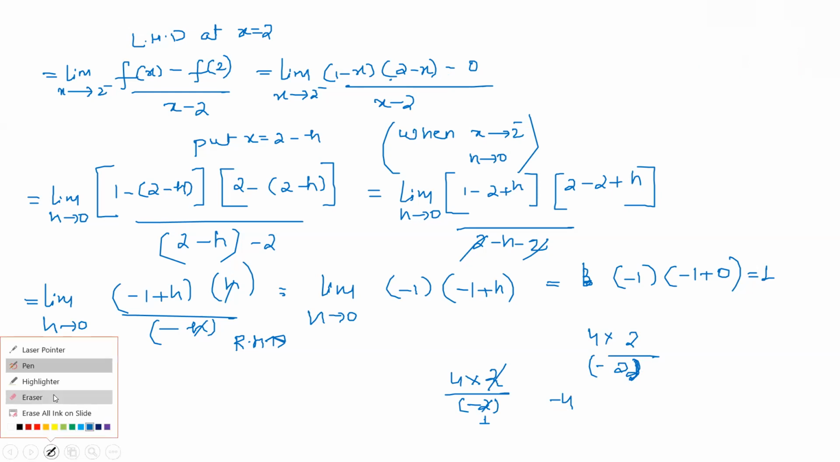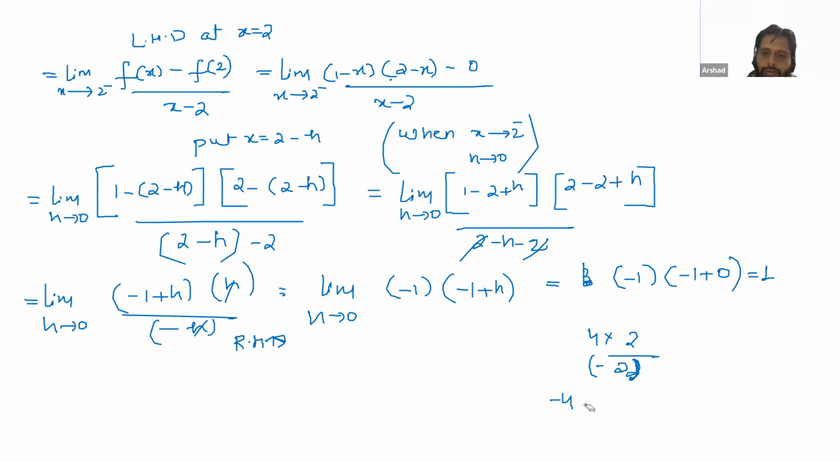Now please find the RHD. RHD is much simpler. Please calculate RHD and share your answer. Rifat, have you calculated RHD? Okay, it is 1. Very good. That's correct. Then that means it is not differentiable. So Abdur, Fahad, and Umair, please share your answer. LHD I have found out. Please find RHD and let me know the answer.